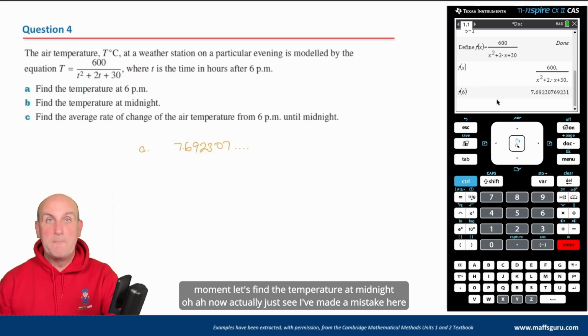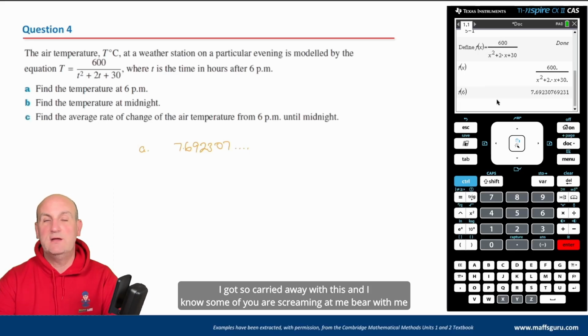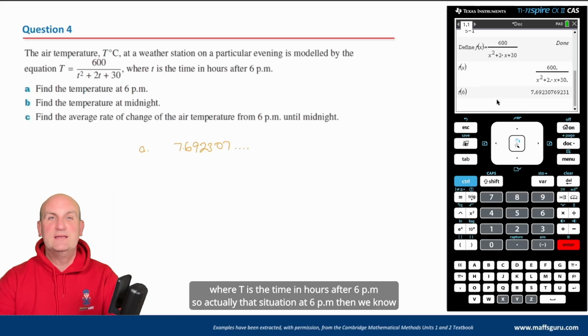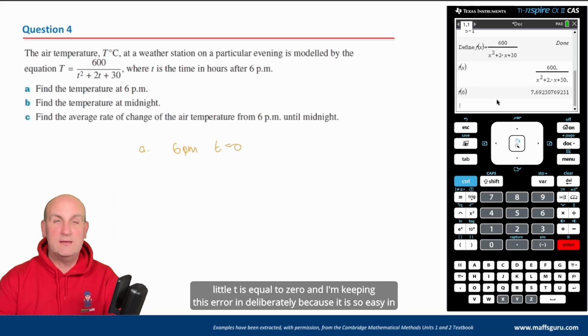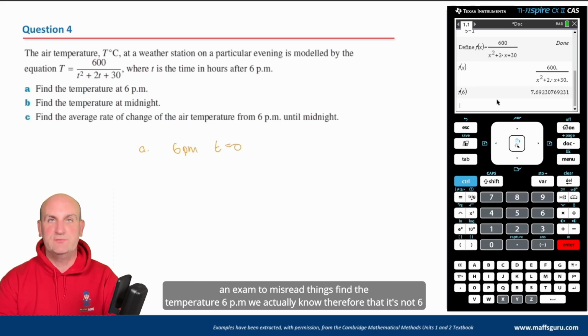Let's find the temperature at midnight. Actually, I've made a mistake here. I got so carried away with this, and I know some of you are screaming at me, bear with me: t is the time in hours after 6 p.m. So at 6 p.m., we know little t is equal to 0. I'm keeping this error in deliberately because it is so easy in an exam to misread things.